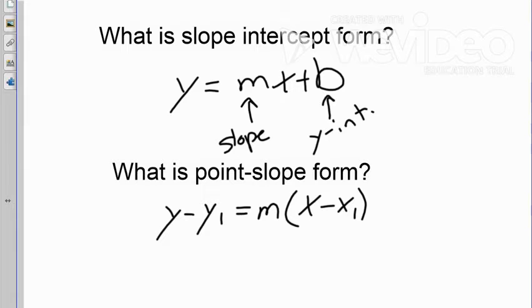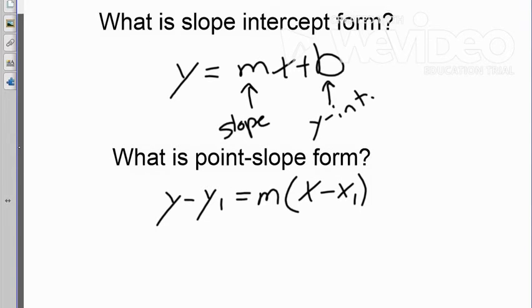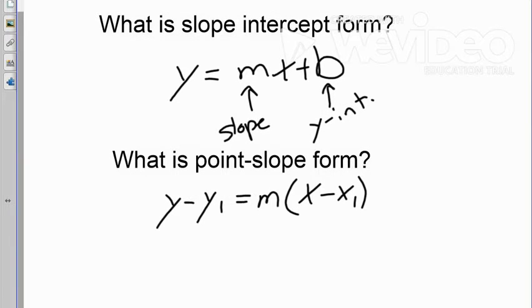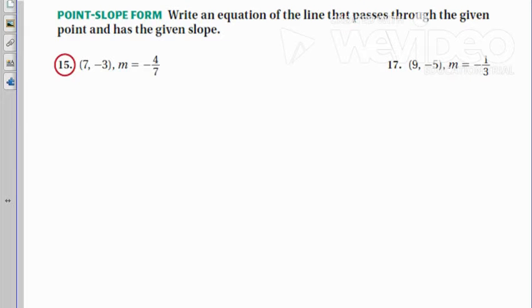So this is basically the other form of the equation you can write them in if you don't have the y-intercept, which is fine, because as long as you have the slope, you can write an equation in point-slope form. And more often than not, it's almost more work at times to write it in slope-intercept form, so we can always default to point-slope form. So that's your choice. Okay, let's get started here.